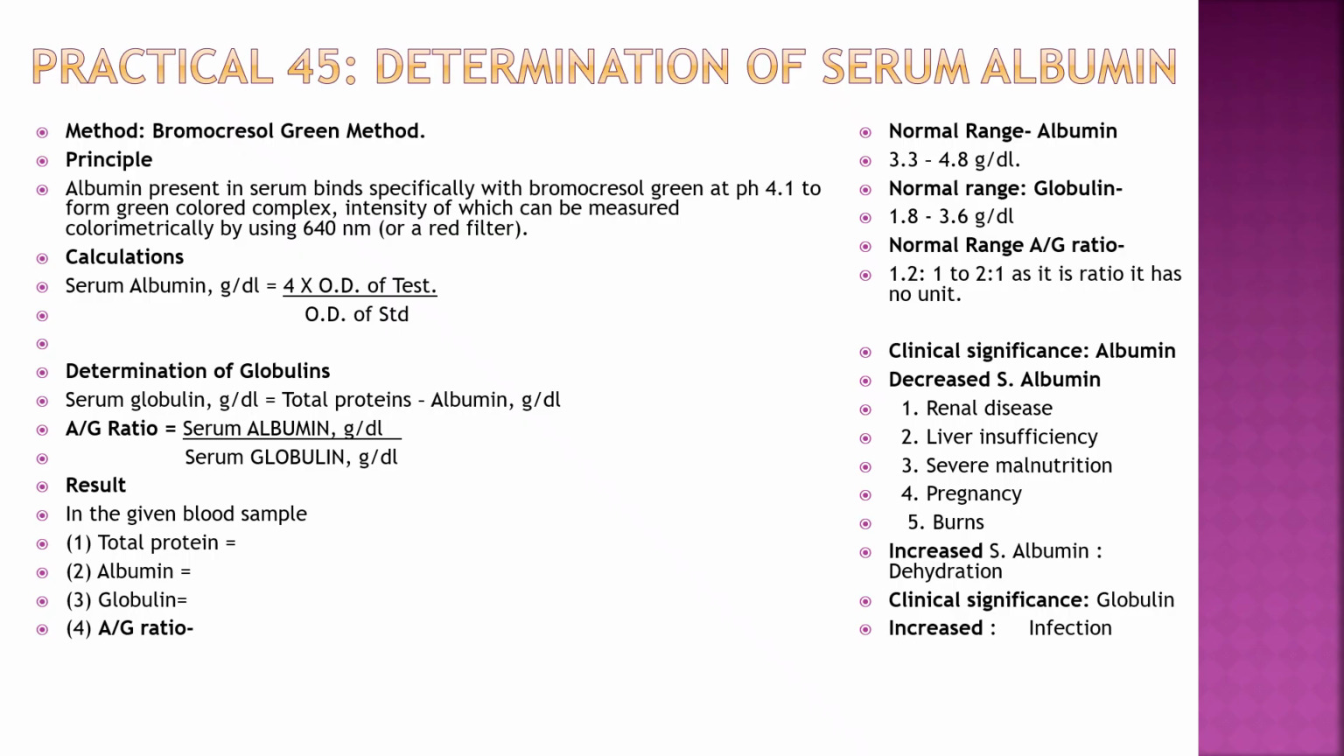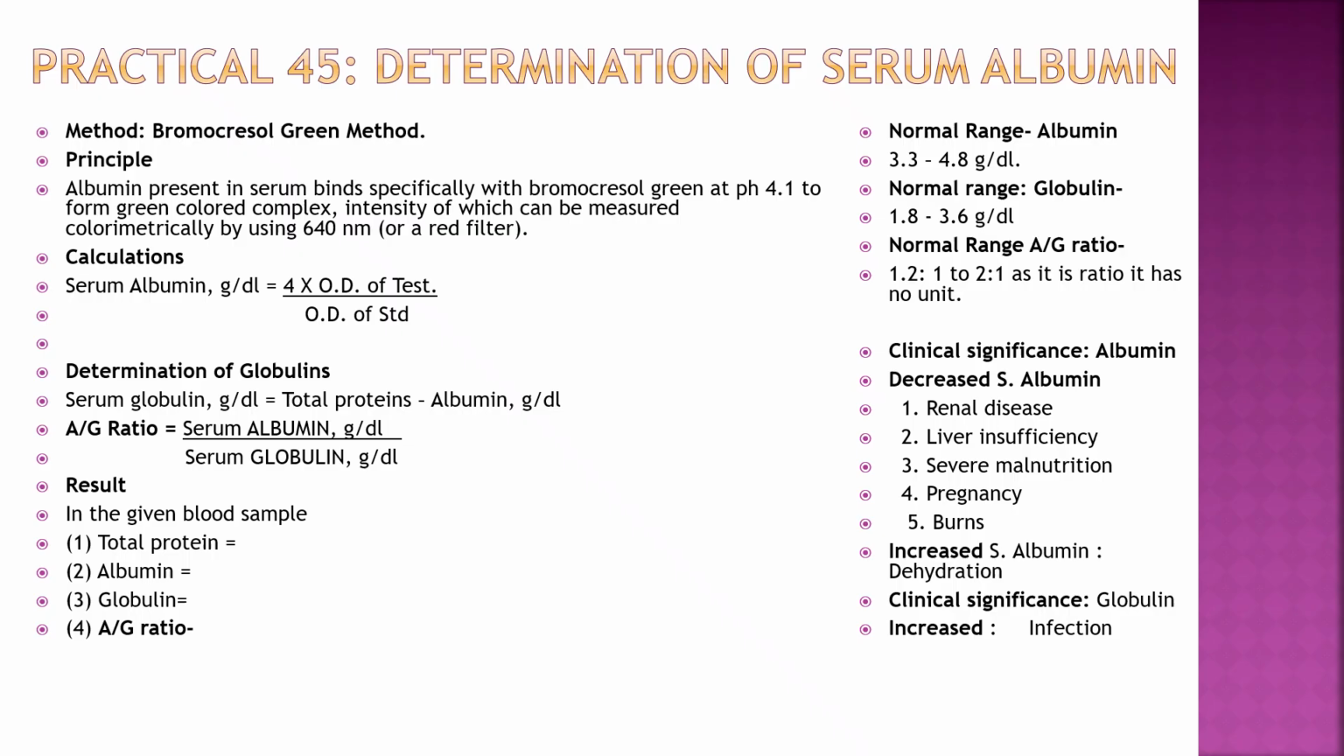Determination of serum albumin. The method is the bromocresol green method, BCG method. Albumin present in serum binds specifically with bromocresol green at pH 4.1 to form a green color complex, and the intensity is measured colorimetrically using 640 nanometers, that is a red filter. Three test tubes are taken: test, blank, and standard. Reagents are added, then sample and standard are added, with quantity given according to the kit insert, and then the OD of each test tube is taken. The formula is OD of test divided by OD of standard into concentration of the standard, that is 4 gram per deciliter.